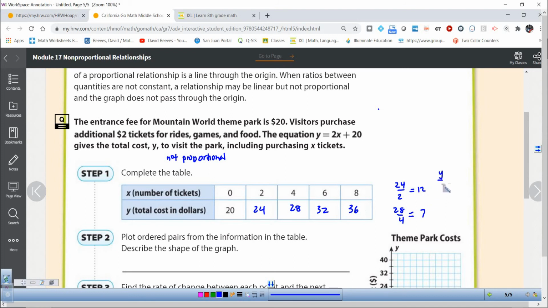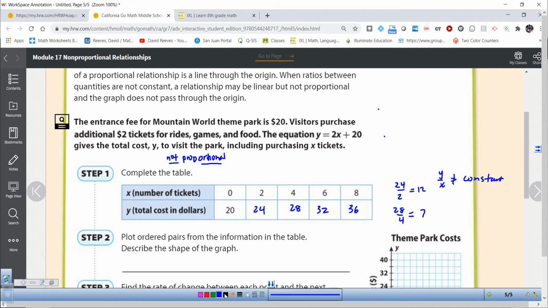So y divided by x is not a constant. Therefore, it is not proportional. Plus, all you have to do, once you know it doesn't go through (0, 0), it cannot be proportional. All right, so that's your quick check right there.